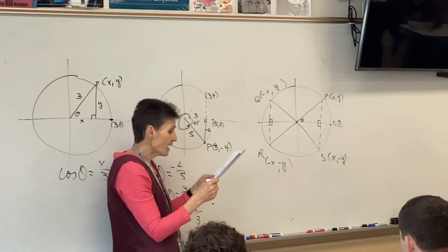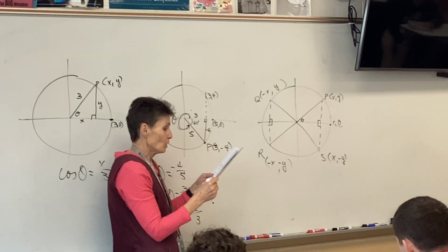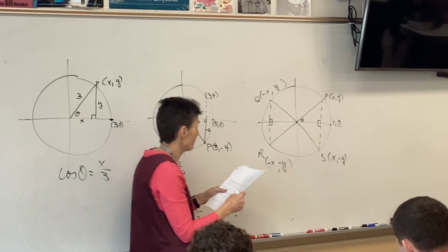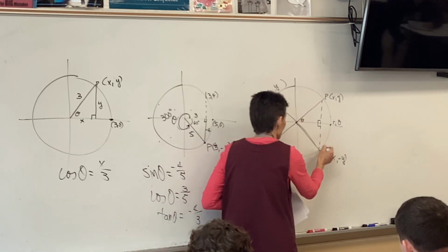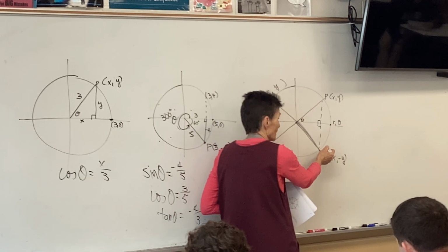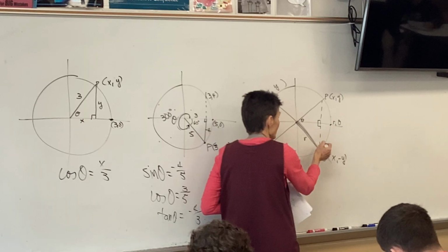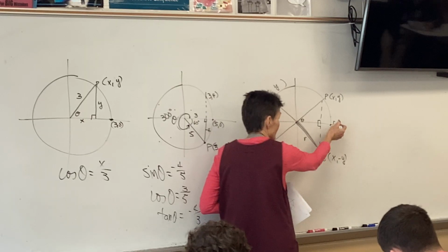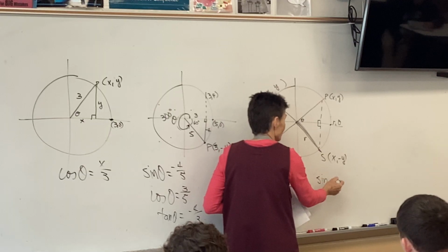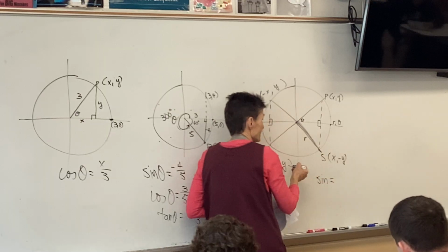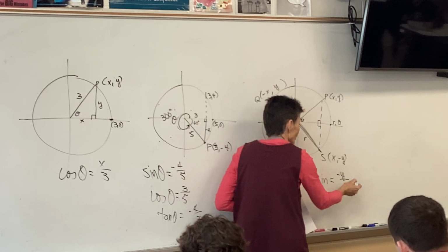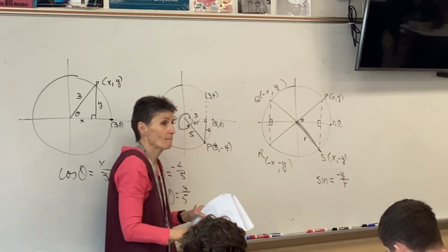Find the sine of the angle whose terminal ray intersects the circle at point S. So right here, I want to find the sine of that angle. The radius, remember, is R. I don't know what it is, it's R. What is sine? The sine is y over R, so negative y over R.